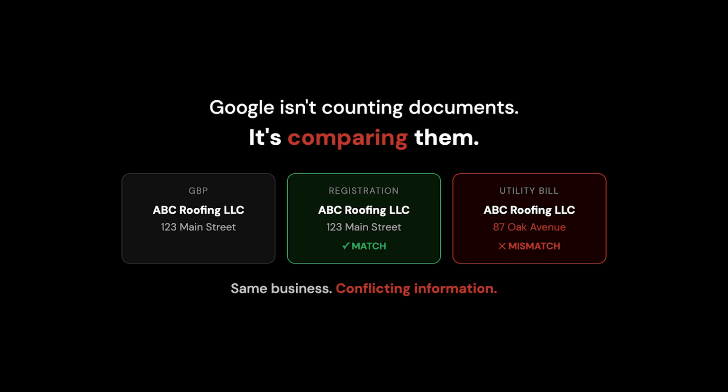For instance, if your GBP says ABC Roofing LLC, that's your business name on your GBP, and your business registration also says ABC Roofing LLC with the exact same wording, then it's a perfect match. But if your utility bill still shows your old address, Google now sees conflicting information about the same business. That's not a bad document, but that's a mismatch. And a mismatch is enough to sink the whole appeal.